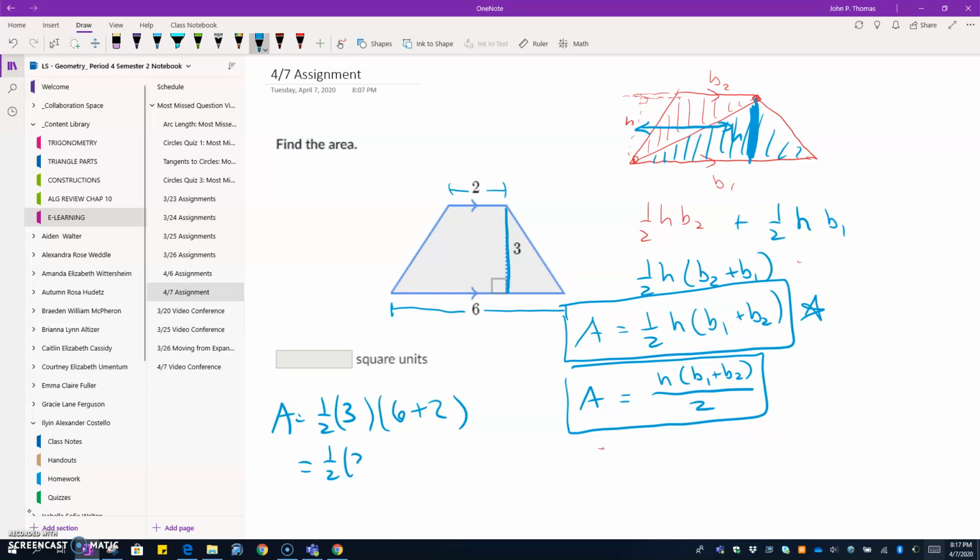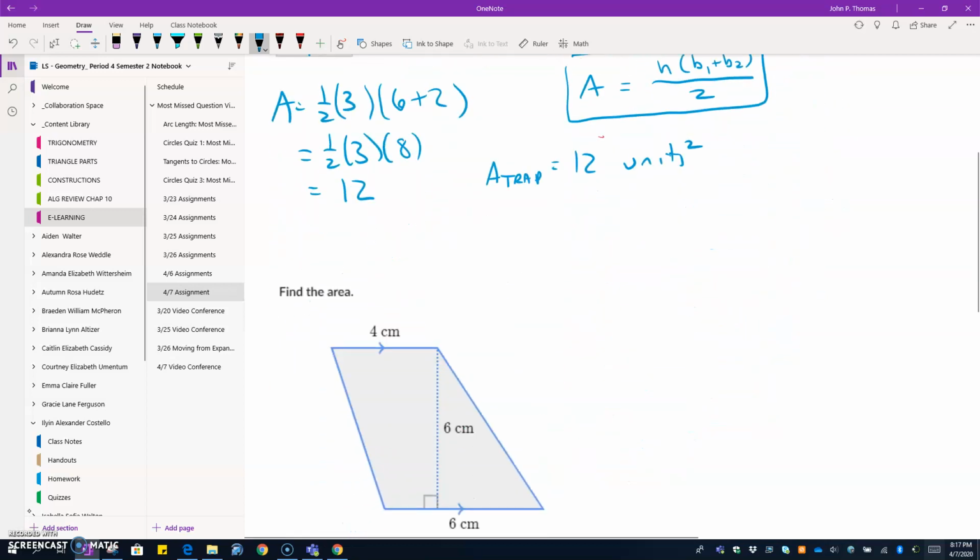Now if I push that together a little bit, I get 1/2 times 3 times 8, which is 3 times 4, or 12. So the area for this trapezoid equals 12, and it would be units squared. And that would be our final answer for this one.